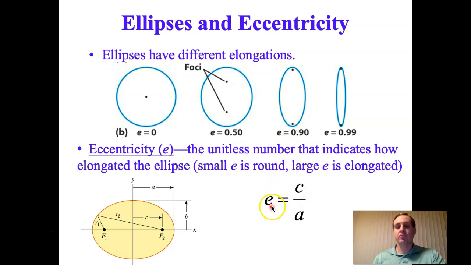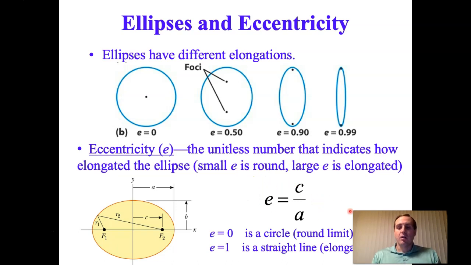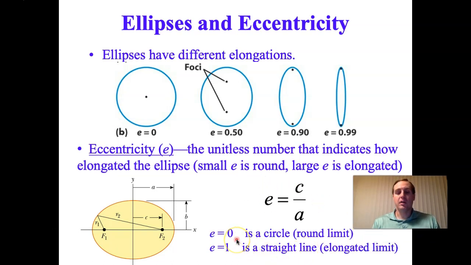Now e for the eccentricity is c divided by a. Notice that as long as you keep the length of the major axis the same, which each of these ellipses is keeping, but if you stretch out the distance between the foci, then c is increasing and the ellipse is getting more elongated. So we find that the two extreme possibilities for eccentricity are e equals 0 for a circle, that's the round limit, and e equals 1 for a straight line, that's the elongated limit.